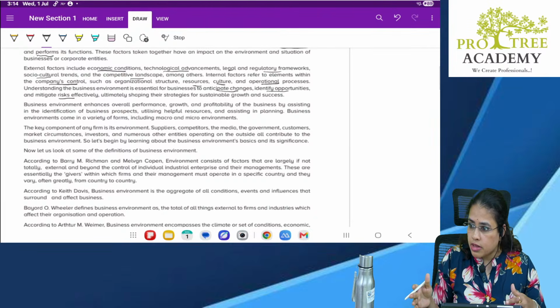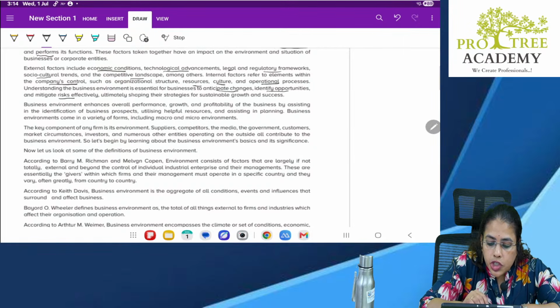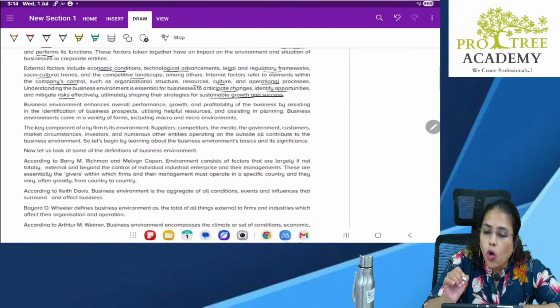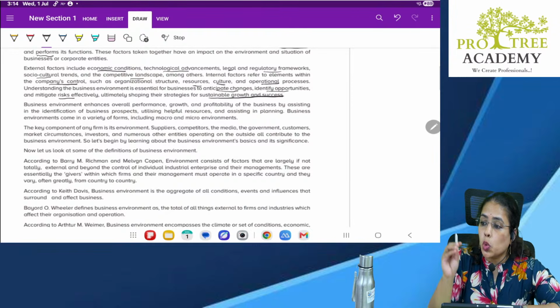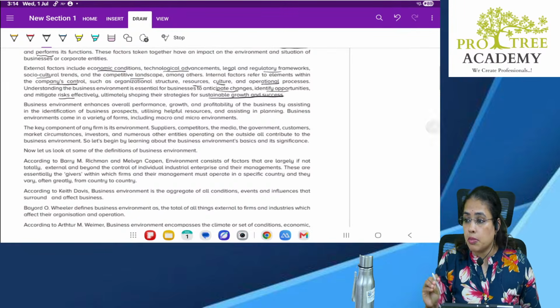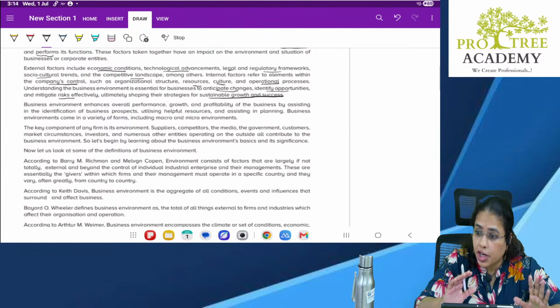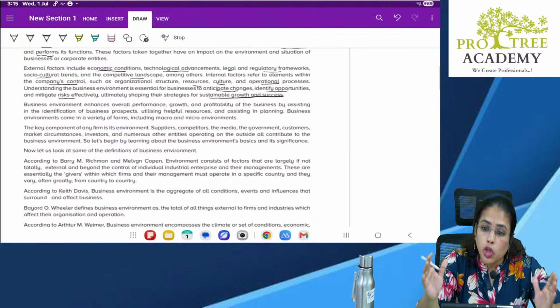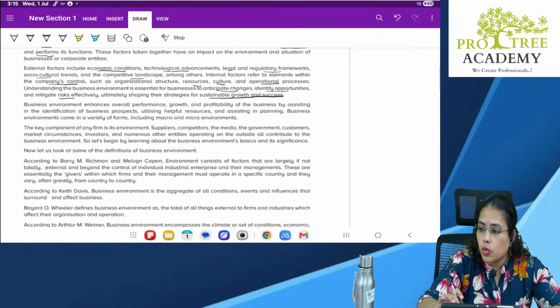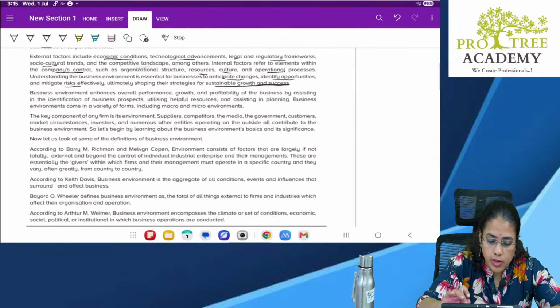So you will mitigate the risk. Understood? Then ultimately, shaping the strategy for sustainable growth and success. Always you will have to do those kinds of work which are sustainable and good for the environment. If you are doing something which is not good for the environment, then it will become very difficult for the overall environment. So it should be sustainable growth. Sustainable growth means you are growing with the environment. You are doing things which are good for the environment also. Okay. And you will get success if you analyze all these things.